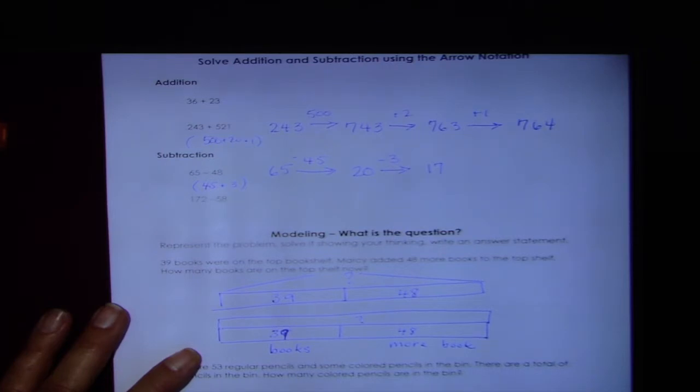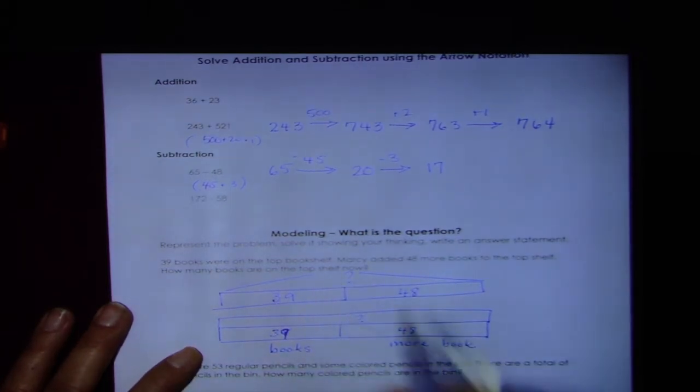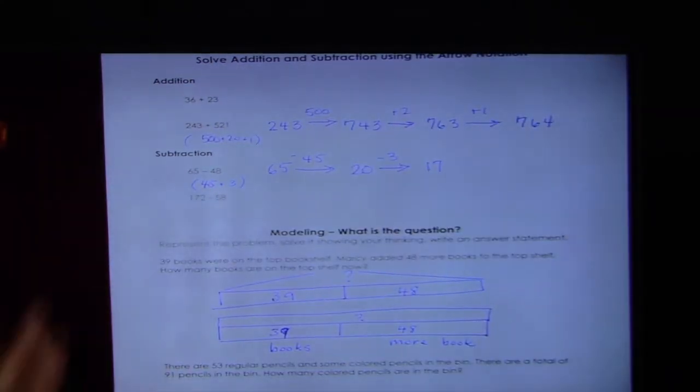Tomorrow, I could walk in here. This is called a tape diagram. Could I walk in here tomorrow and know what's going on? I could say, oh yes, there were 39 books and 48 more books, and I need to find the total. That model represents the question that I'm doing. I'm not going to worry about solving it. We just did all that other arithmetic.